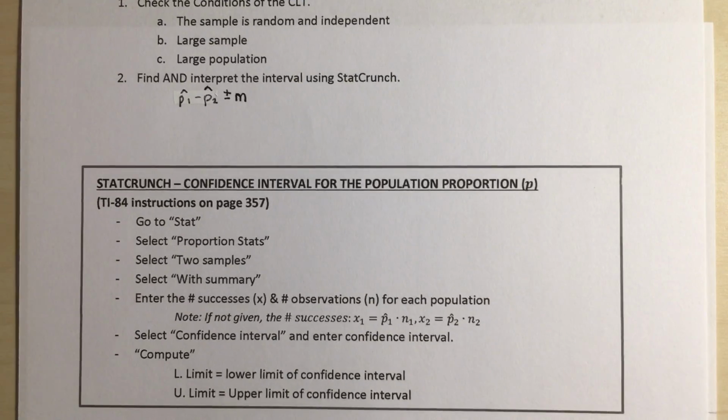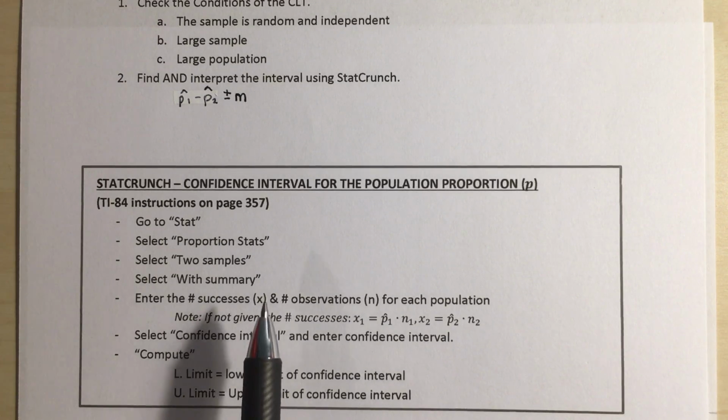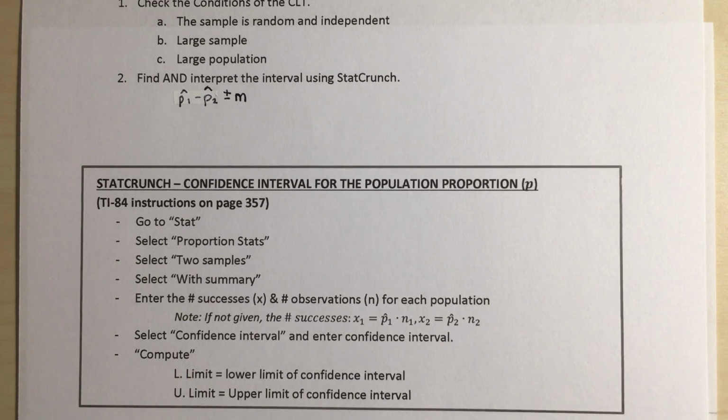Right. As we're doing these, we're going to go into proportion stats. Instead of one sample like we did in the last section, we're going to select two samples. We're going to enter the number of successes and observations for each population. Again, the number of successes can be found by taking our p-hat values times our sample size for each one. And then that's also something that we're going to find in our conditions. So as we're going through the problems on the next couple of pages, we'll talk a little bit about this.